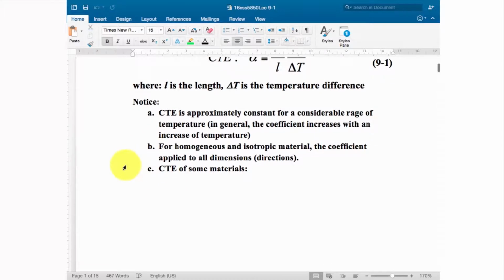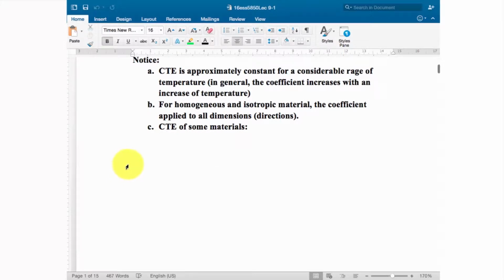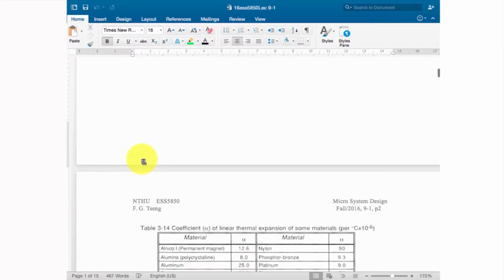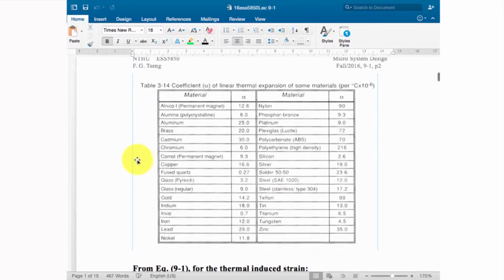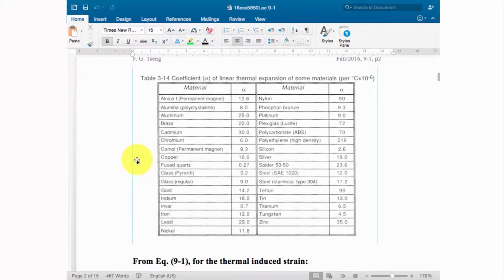Here I give you some of the CTEs for some materials which have been used a lot in MEMS applications. So it's a table over here. It's a very useful table. When we look into the table, we can group these different kinds of materials into 3 different groups.